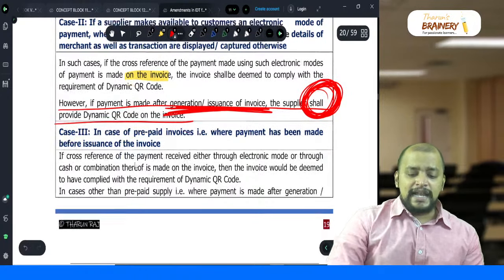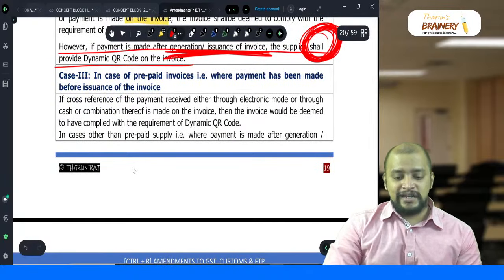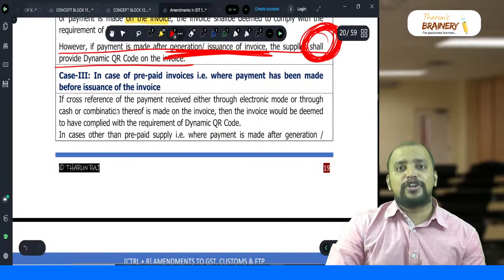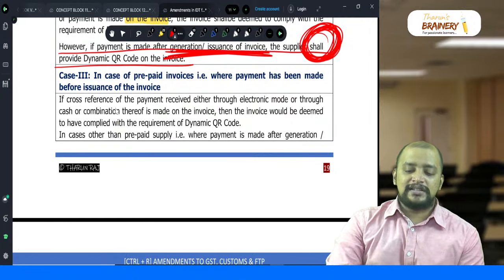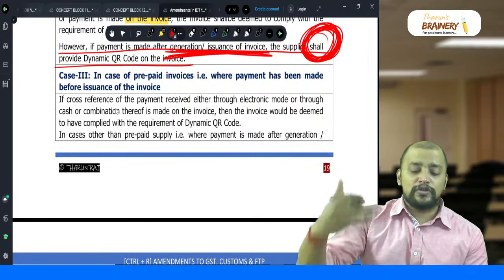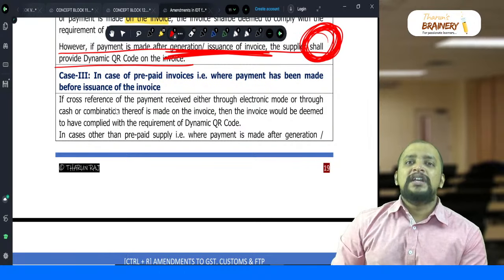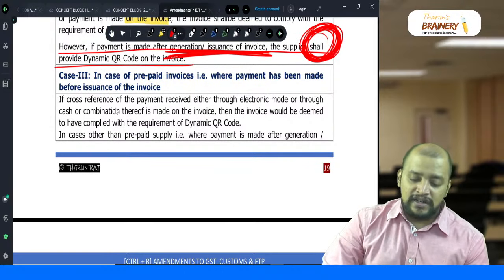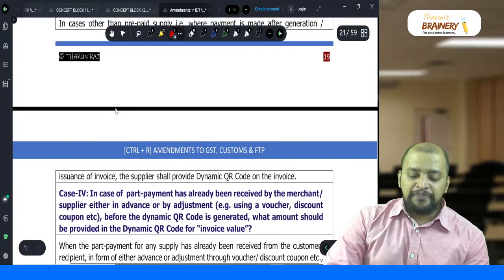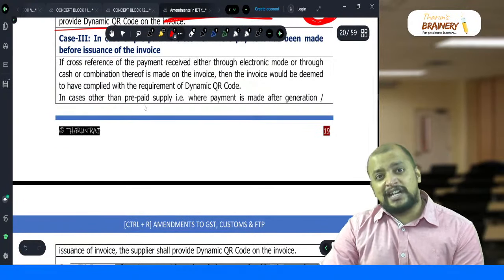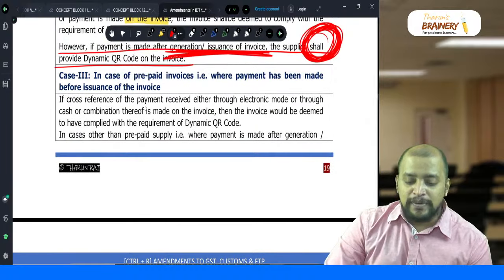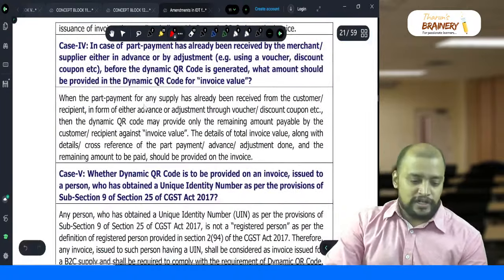Then, in case of prepaid invoices, where payment has been made before issuance of the invoice, dynamic QR code is not required. The invoice would be deemed to have complied with dynamic QR code if the payment reference is given. So only in cases other than prepaid supply is the dynamic QR code required. In case of prepaid, dynamic QR code is not required.